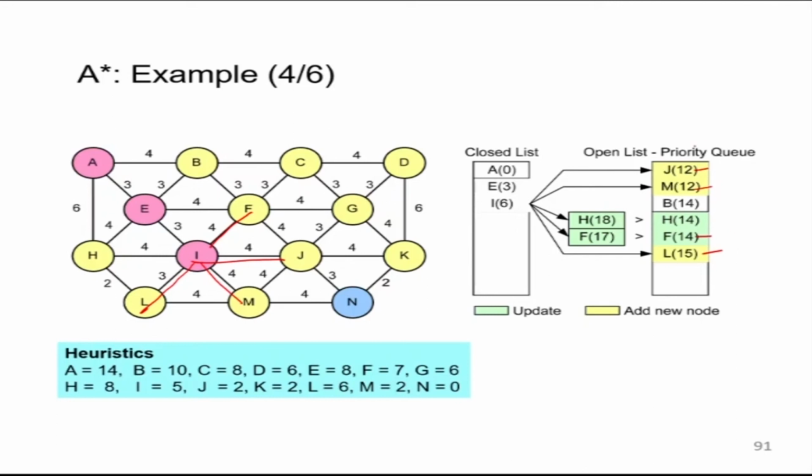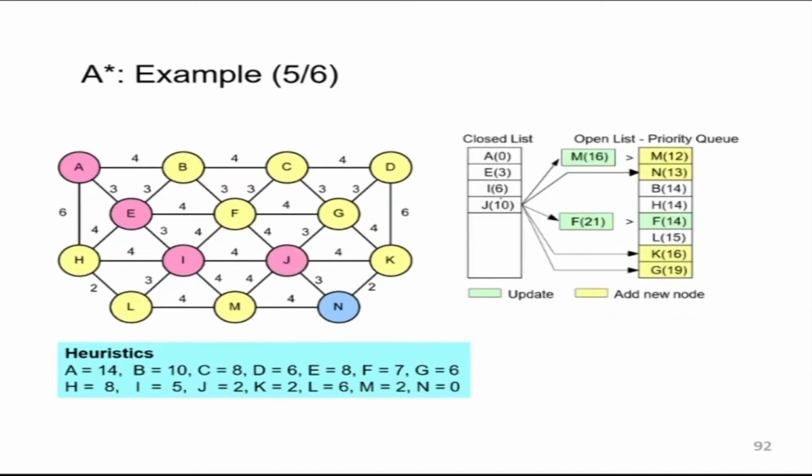Now here, which is the least? These two are least, so you can take any one. So I took J. Now where is J connected to? J is connected to K, G, M, and N. So I'm taking M, N, G, and K. These are the associated costs. Again, you find which is the least cost. Out of here, which is the least cost? It is M. So M will come there now.